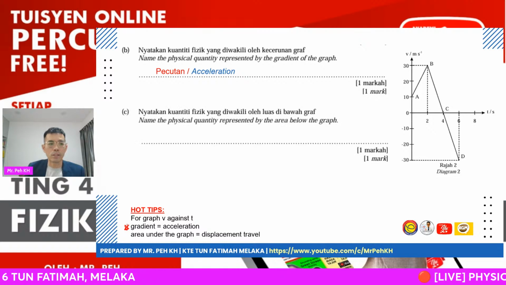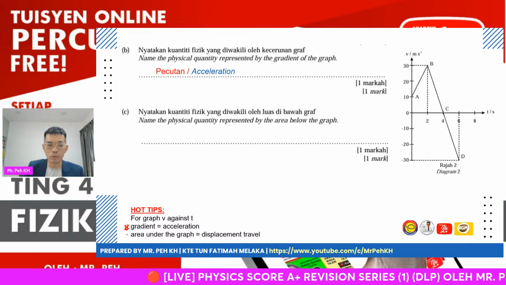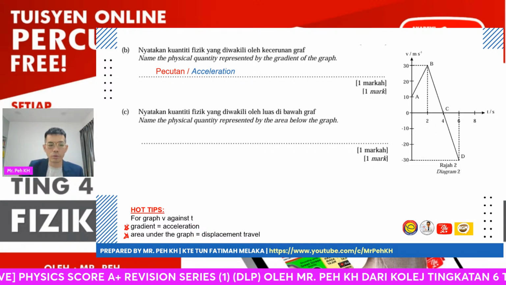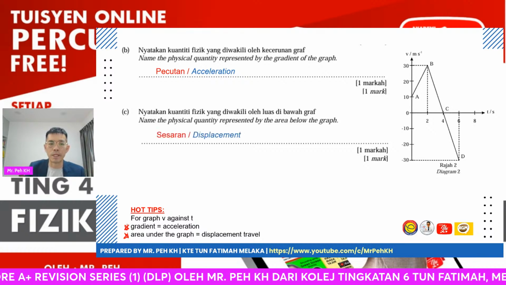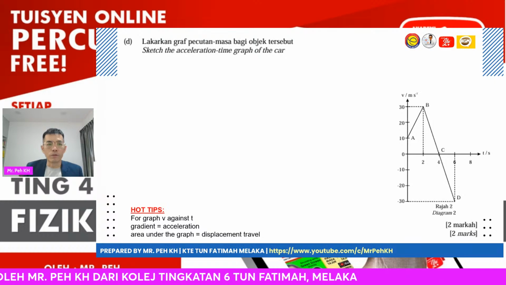Okay, so the next question here: name the physical quantity represented by the area. We also discussed this already. It will be the area under the graph. So here displacement will be the answer. Okay, then we go for the next one, D.